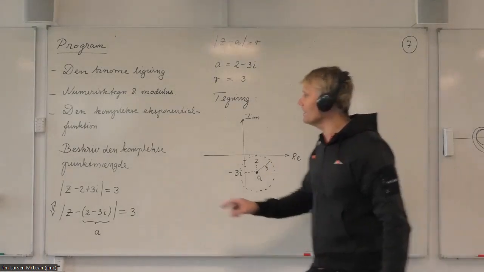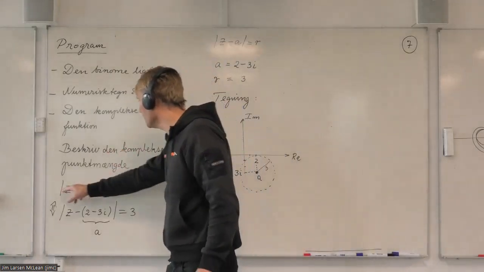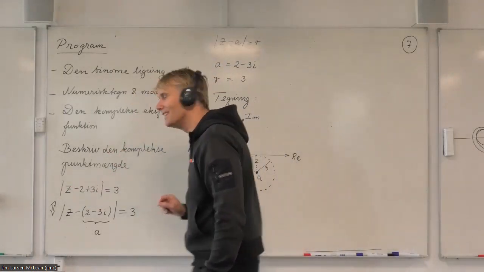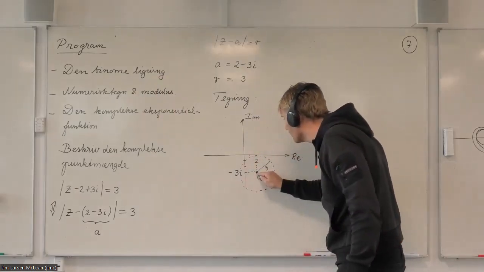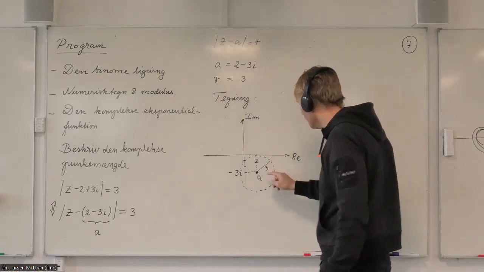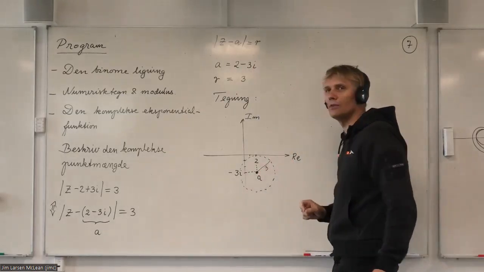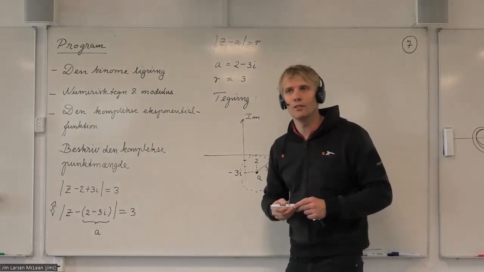So what does it say here? Describe the set of complex points. What's that? It's all the complex numbers that lie here on this circle, centered on the complex number A, which is 2 minus 3i, and at a distance of 3 away from that center. So these are all the points on a circle.